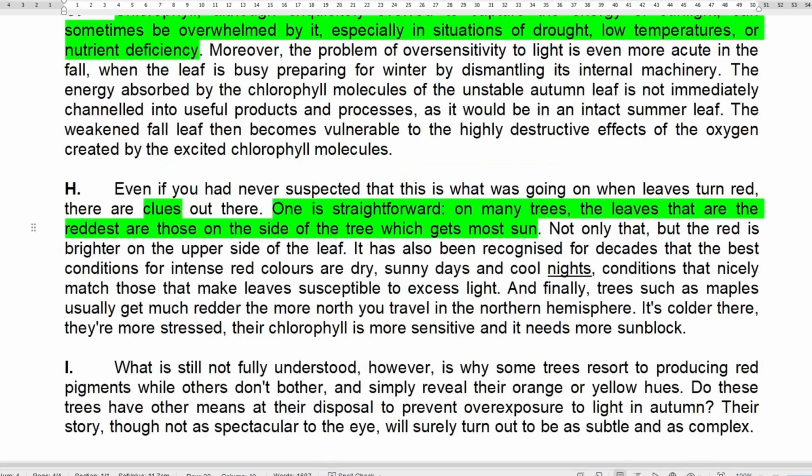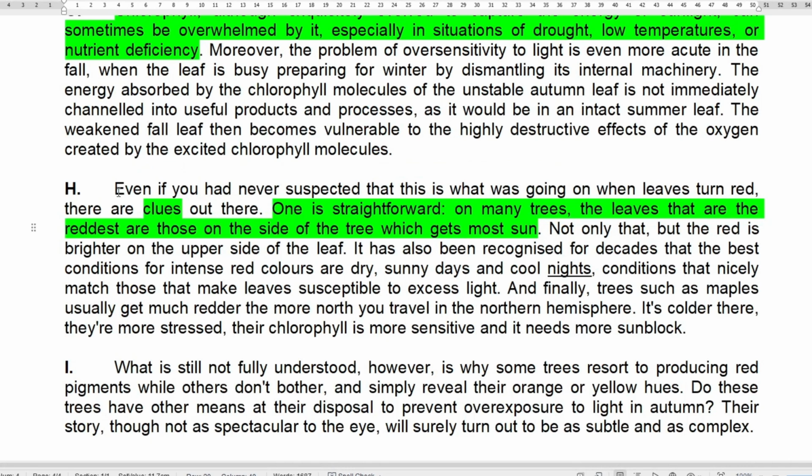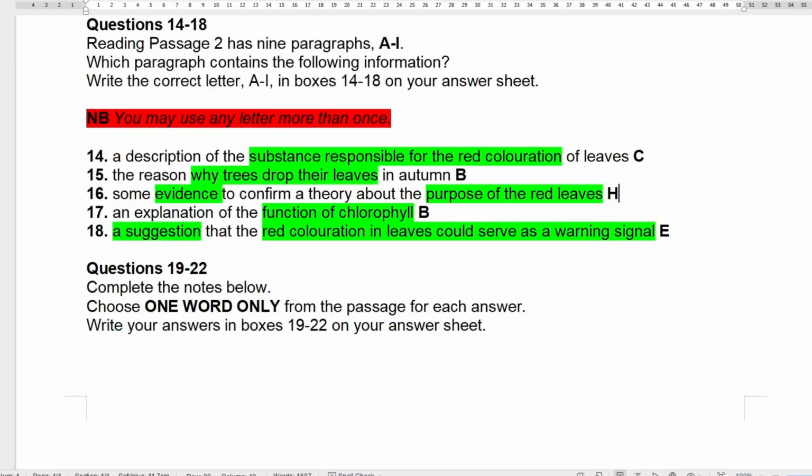So that's basically paragraph H. We don't really have to think more about that, because regarding the purposes of the red, first of all, the writer is saying, even if you had never suspected that this is what was going on when leaves turned red, there are clues out there, there is evidence out there. And then the writer is providing three different clues explaining why leaves turn red, right? So there we go.